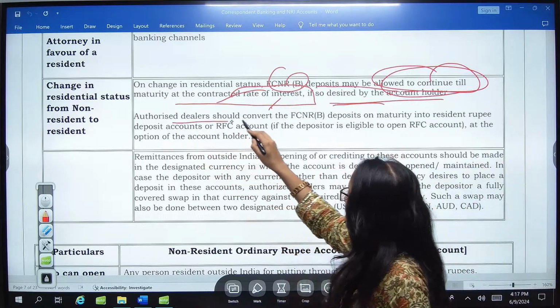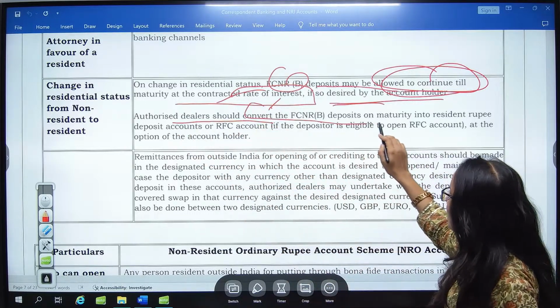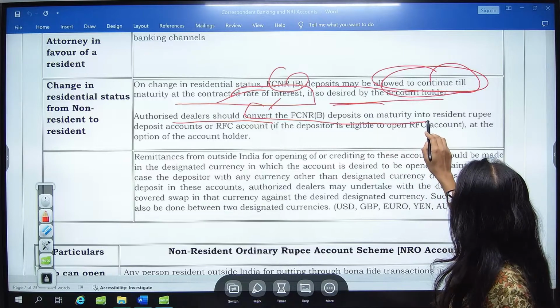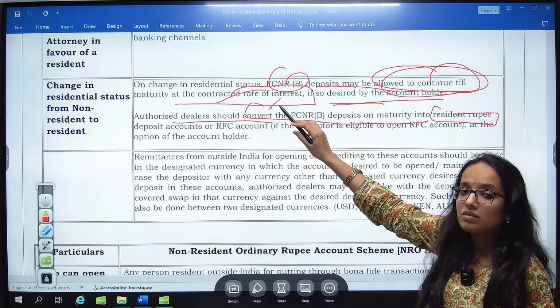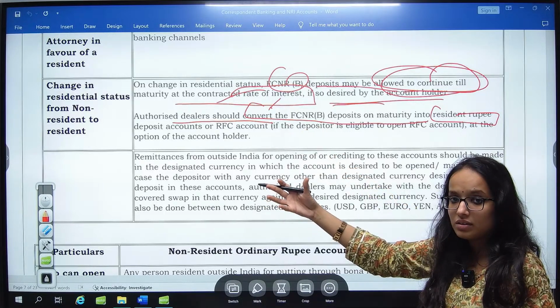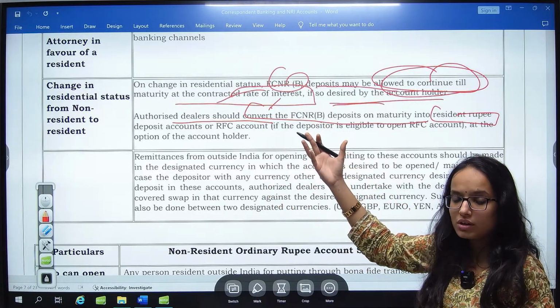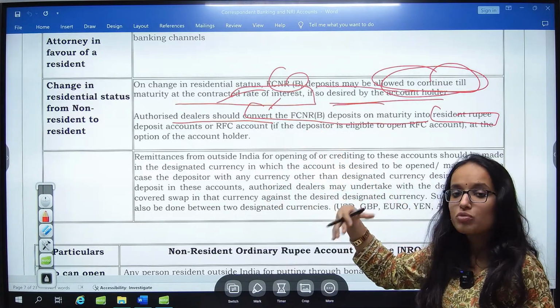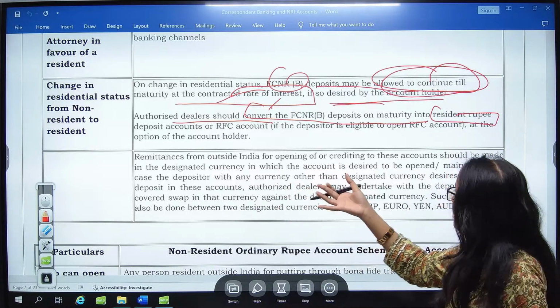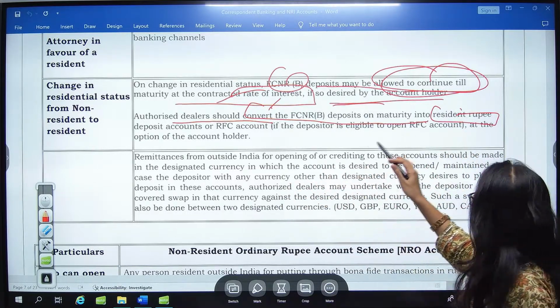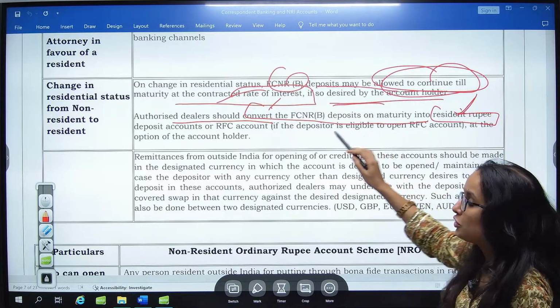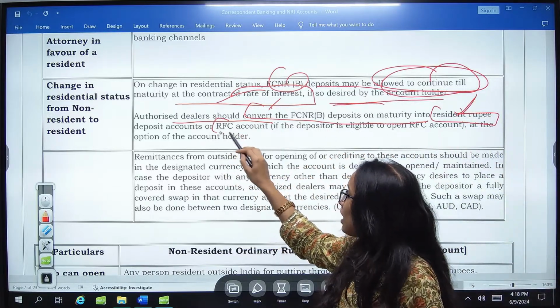Also, authorized dealers should convert the FCNRB deposits on maturity into resident rupee deposits. Now, before maturity you can continue, but once the account comes to maturity period, then this should be converted by the authorized dealers into resident rupee deposit account or RFC.